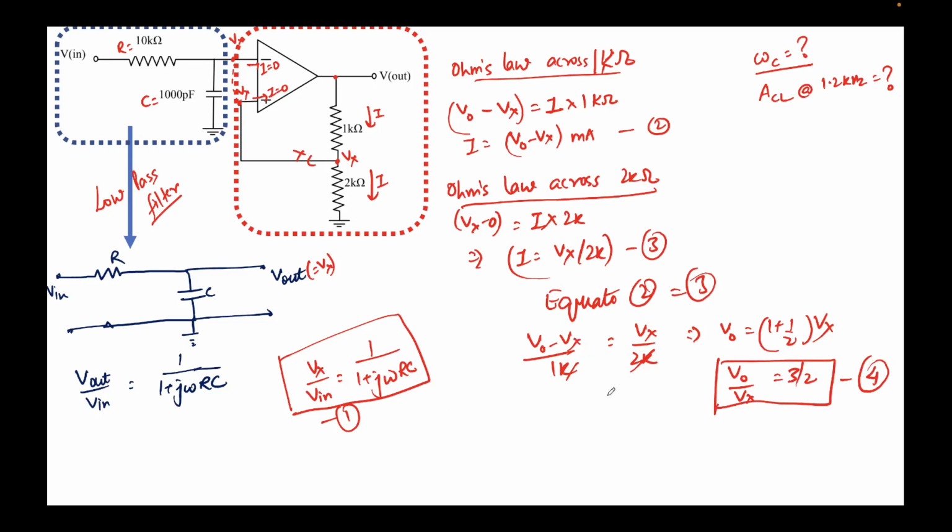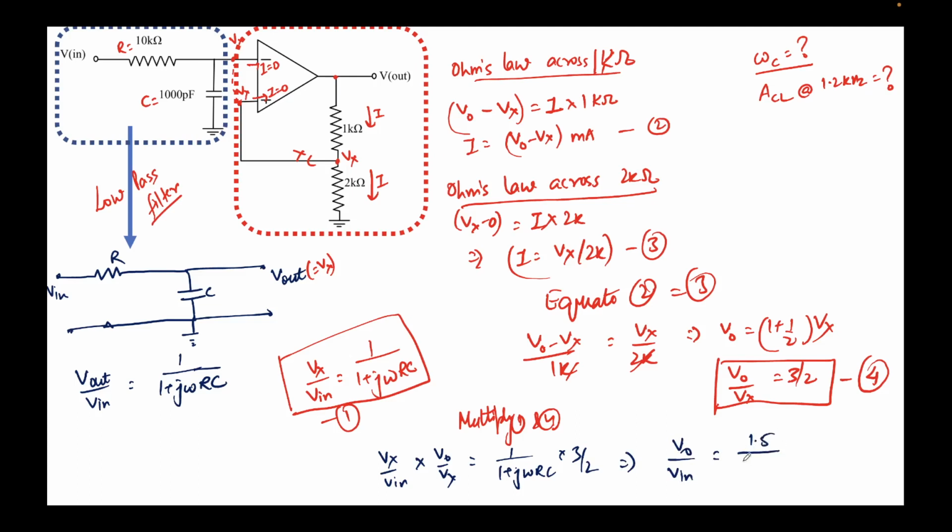Now let's multiply 1 and 4. I'll use a different pen here. If I multiply 1 and 4, I'll get Vx upon Vin times V naught upon Vx. I'm multiplying LHS with LHS and RHS with RHS. It will be 1 upon (1 plus j omega RC) times 3 by 2, and Vx gets cancelled. I get V naught upon Vin is equal to 1.5 over (1 plus j omega RC).